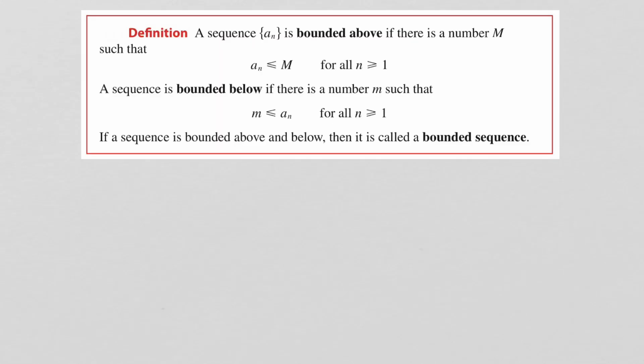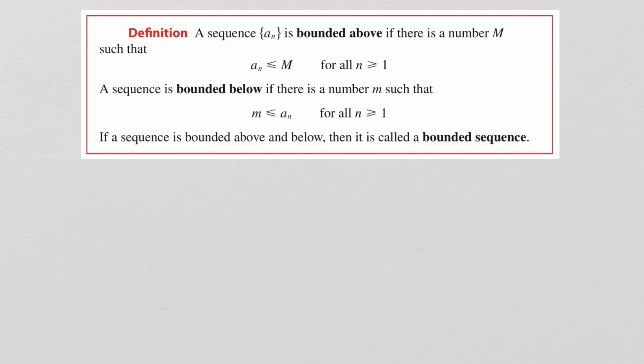Next definition: a sequence an is what we say bounded above if there is a number capital M such that the sequence is always less than or equal to that number. And it is bounded below if there is a number lowercase m such that the sequence is always larger than or equal to that smaller number. If a sequence is bounded above and below, it is called a bounded sequence.